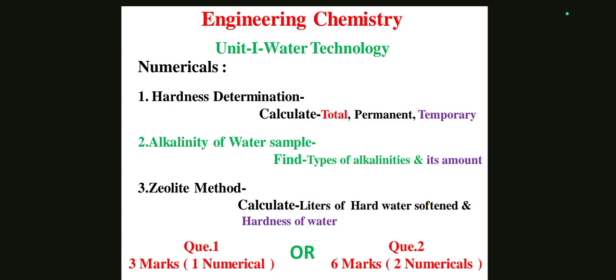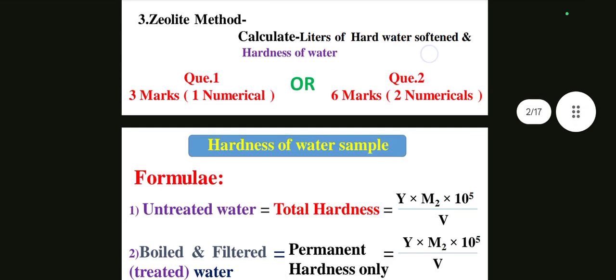So here, all 3 types of numericals we are going to discuss in a simple way, along with their formula and calculation with some examples. The first type is hardness determination, and in that we are going to find total hardness, permanent hardness and temporary hardness. The second type is the alkalinity of a water sample, and in that we are going to find types of alkalinities and after that its amount. The third type is the zeolite method, and in the zeolite method you have to find liters of hard water softened or hardness of water. Out of the 2, 1 you have to find out. Now one by one we are going to discuss.